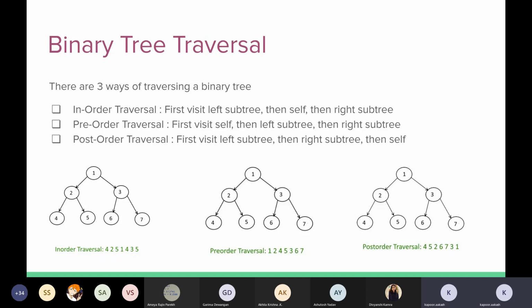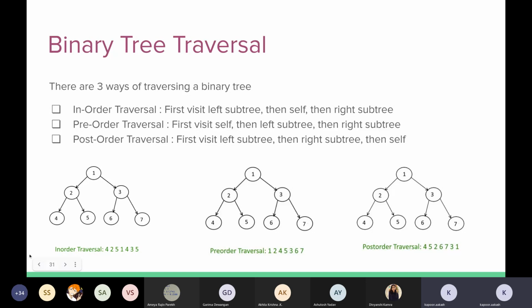In order says left, then self, then right. So I start with 1. Then I first go to left. Left of 1 is 2. Then I go to left of 2, which is what? 4. Now 4 is where I ended. There is no left of 4.